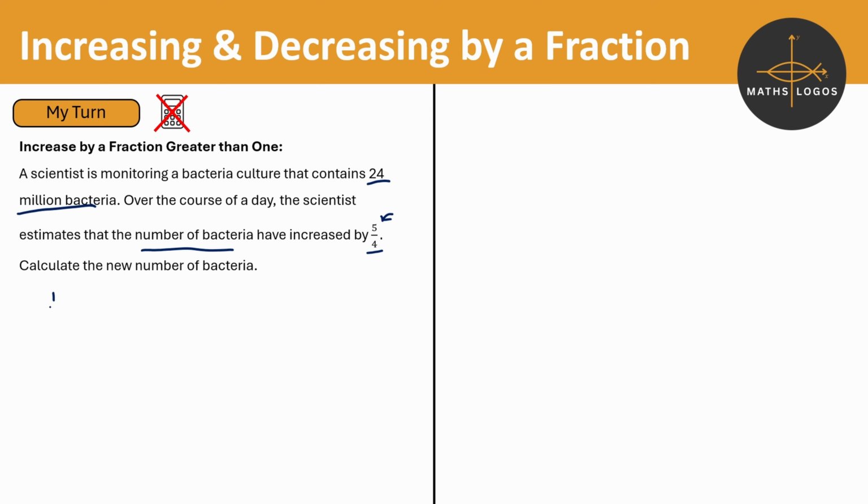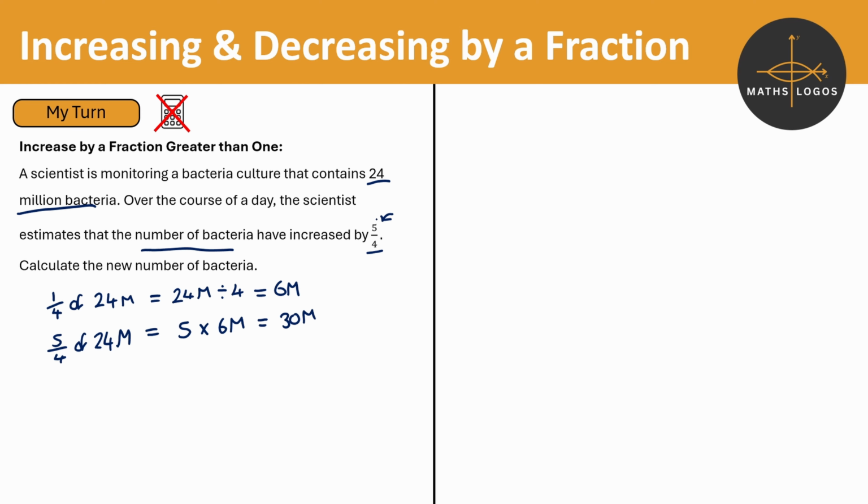Let's start by working out 1/4 of 24 million. Of course, I'm not going to use 24 million, I'll just say 24m. That'll help me keep the numbers a bit easier. 1/4 of 24 million is equal to 24 million divided by 4. 24 divided by 4 is 6. So my answer is 6 million. That's 1/4. We have 5/4. 5/4 of 24 million is going to be 5 times as many as 1/4. 5 times 6 million, which is 30 million.